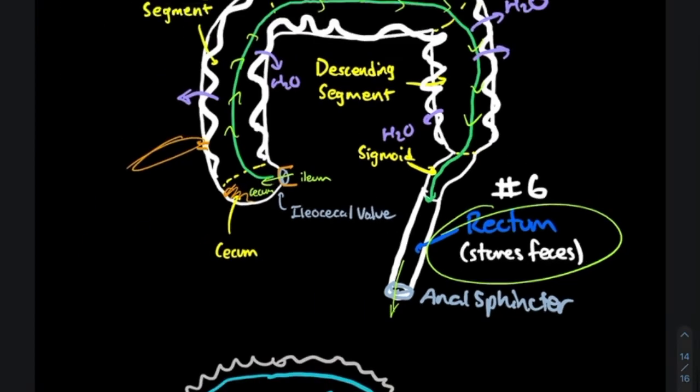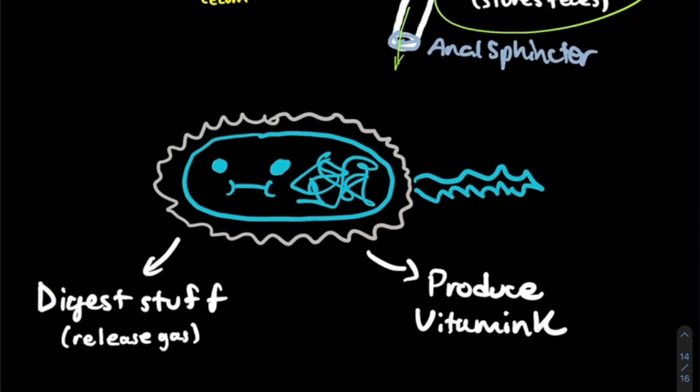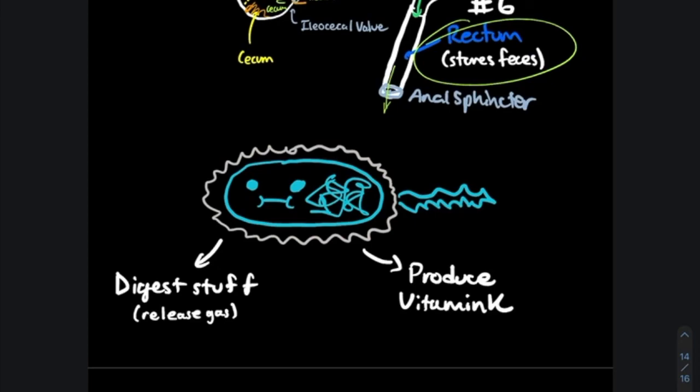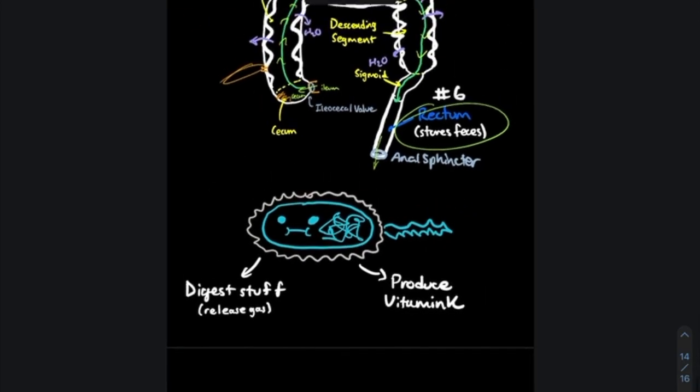And over here, I've done a very simple picture of the bacteria that live in your cecum. They help you digest stuff that you otherwise wouldn't be able to digest. And in that process, there could be the release of gas. And then they also help us to produce vitamin K, which is super important in clotting. And so that's super key. So overall, that's kind of what you need to know about the large intestine.